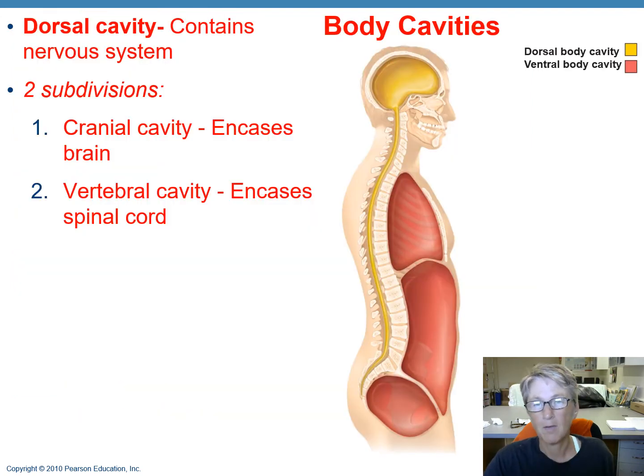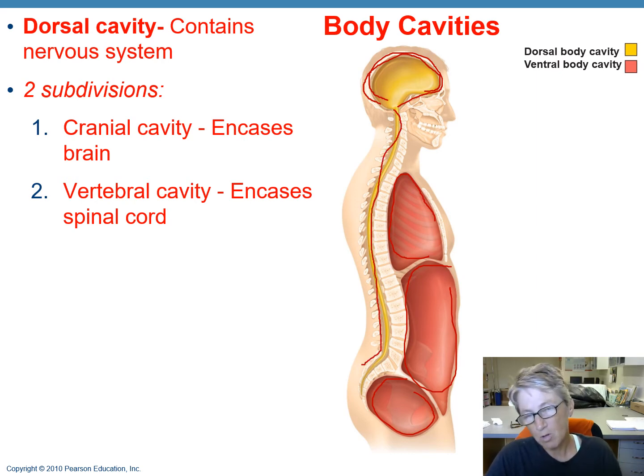All right, what about your body cavities? So in this cartoon, this yellow part is your dorsal body cavity. So remember, dorsal is in the back. And then here's your, in kind of this rose color, this is all your ventral body cavities. So in the dorsal cavity, you've got two subdivisions. So your cranial cavity, that's this guy up here, encases your brain, and then your vertebral cavity encases your spinal cord.